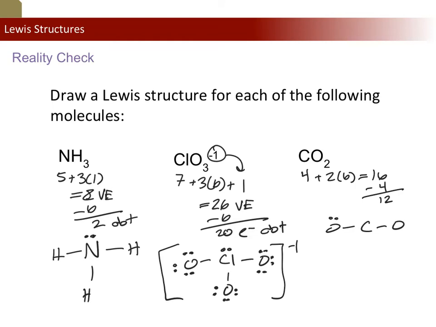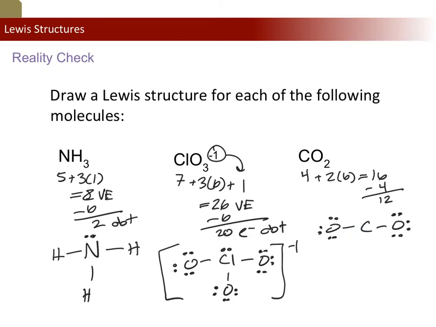So that's my 12 dots. There's 6 dots on the first oxygen, 6 dots on the second oxygen, which is leaving me with no dots left over. Then I check to make sure everything has 8 valence electrons. My oxygens are good with 8 each, but my carbon is only surrounded by 4 electrons.